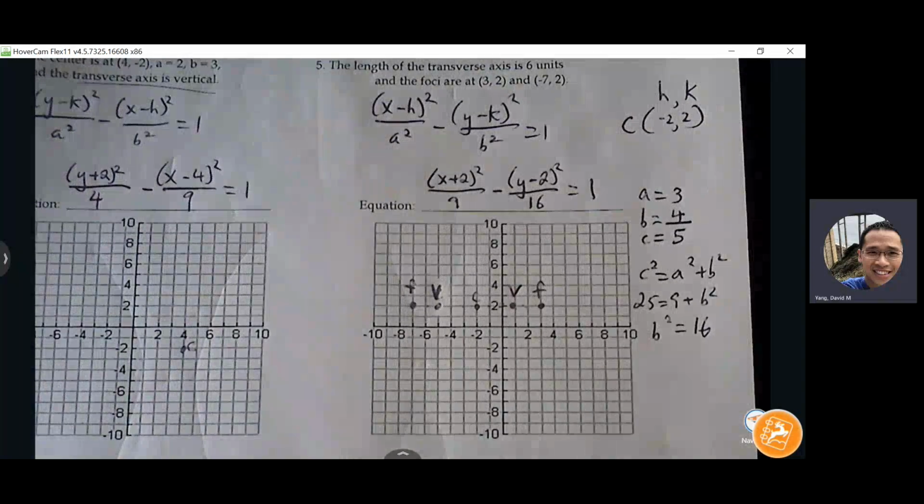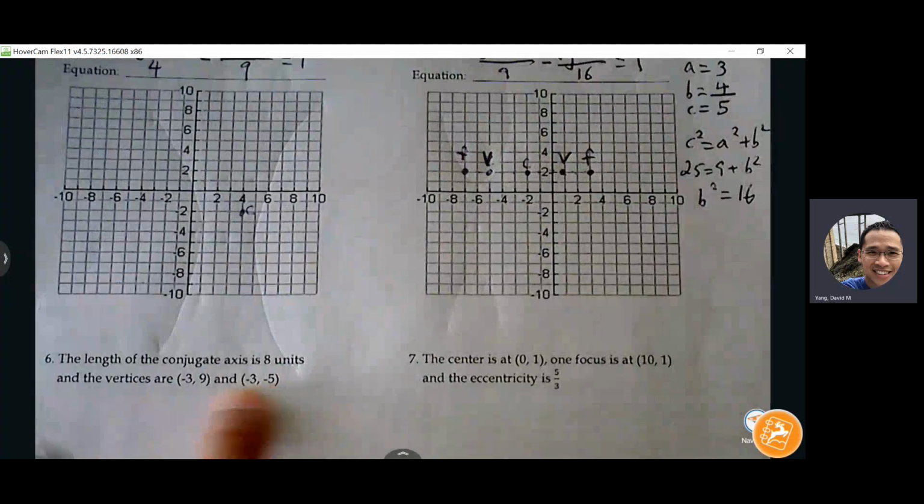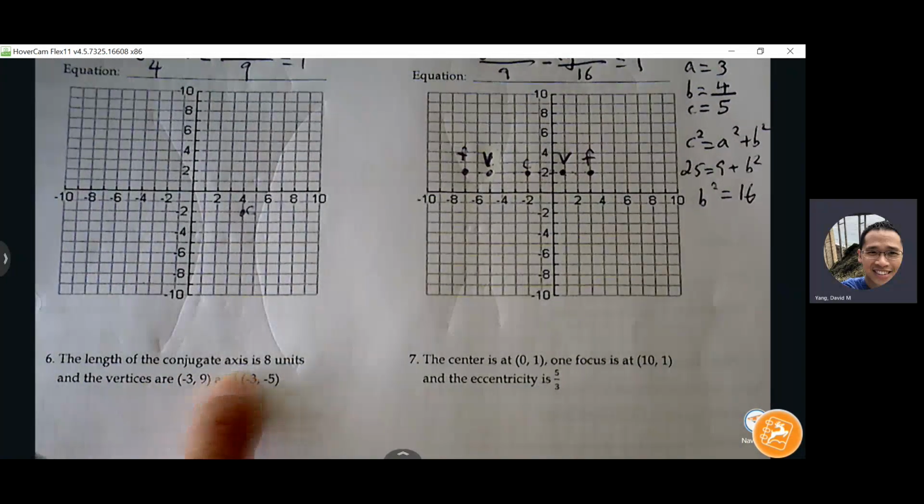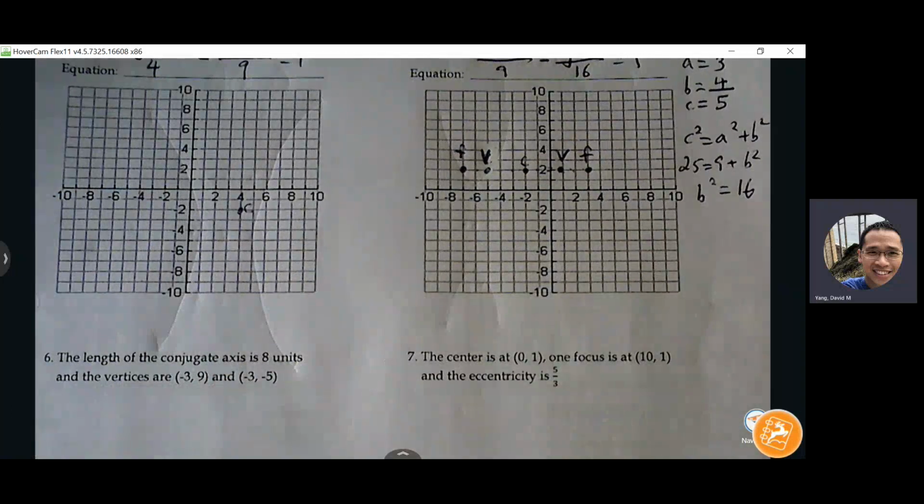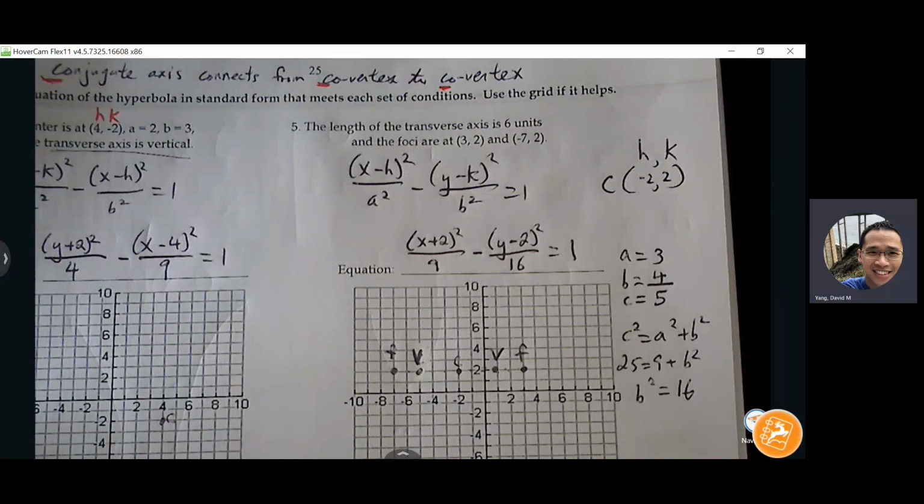Okay, go ahead and try number 6. Number 6 is telling us that the conjugate axis is 8 units. So what variable can we find from this information? B, yeah, because we know that covertex to covertex will be 8 units, and we can find the center and we can then find the b value. Everybody okay with 5?